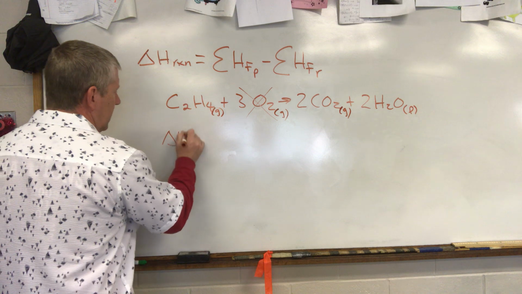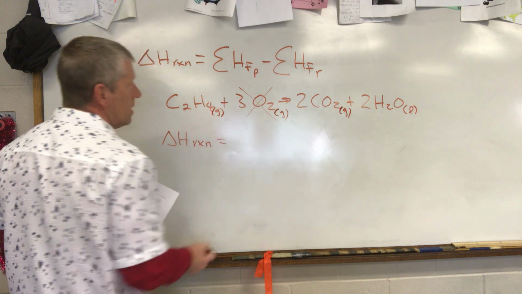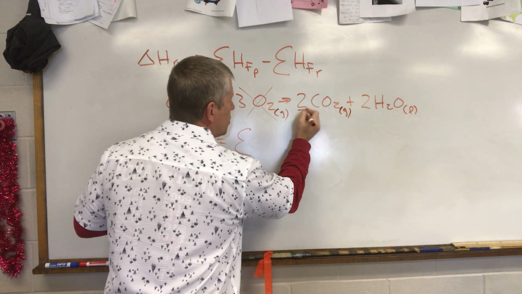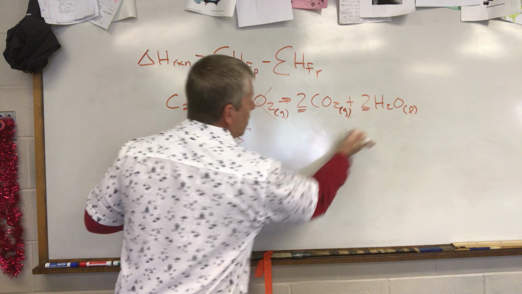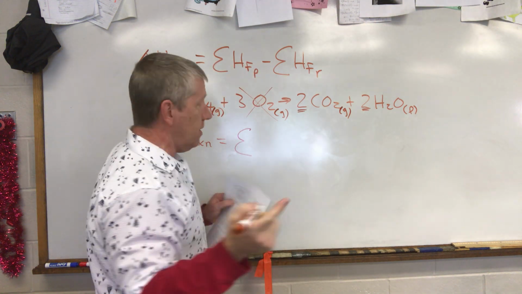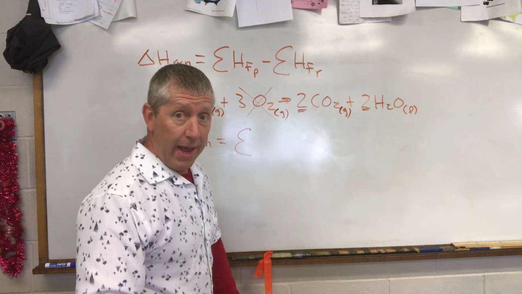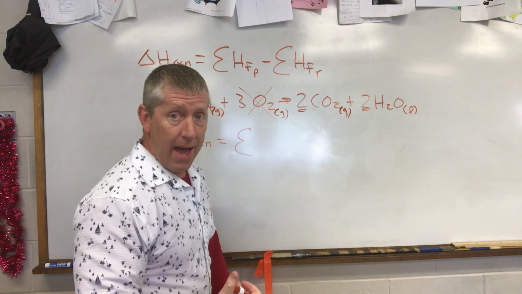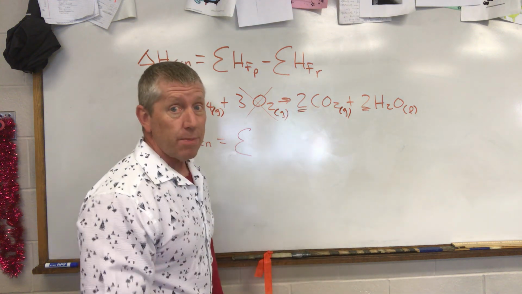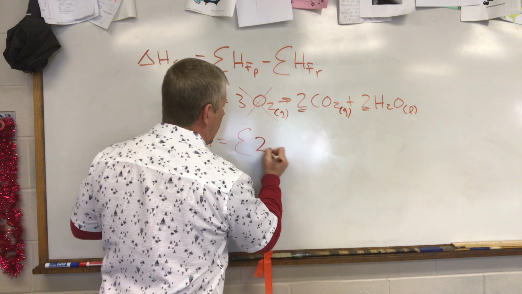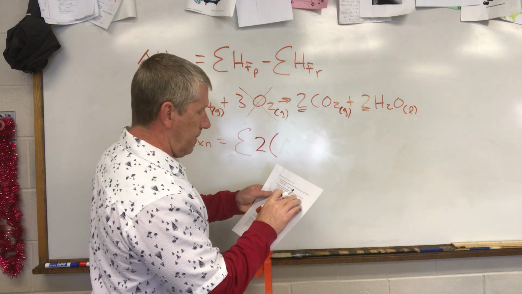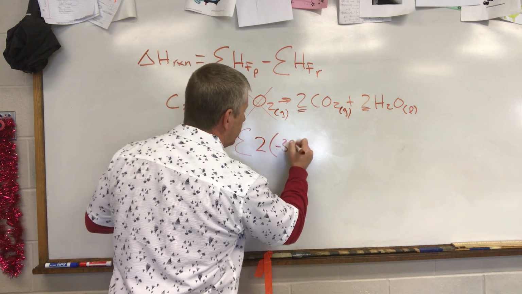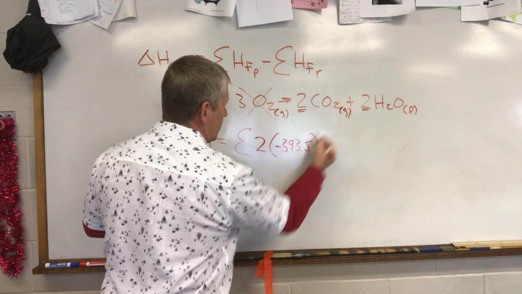So the change in the heat of the reaction is going to be equal to the sum of the products. This is important. I have 2 carbon dioxides and 2 liquid waters which are formed. That matters because these are given in kilojoules per mole, and the coefficients tell me how many moles I have. So I'm going to multiply the carbon dioxide value, negative 393.5, by 2.